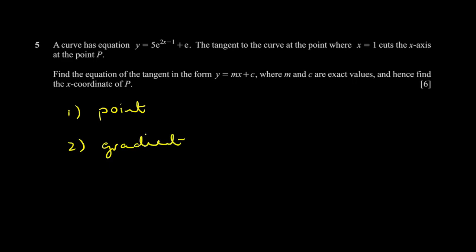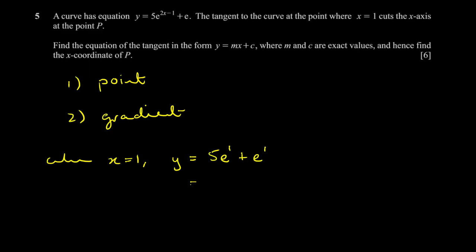Well, we know the x-coordinate is where x is equal to 1. How do we get the y-coordinate? Well, we substitute into here. So we're going to state when x is equal to 1, y is equal to 5e to the 2 times 1, which is 2, minus 1, so that's e to the 1, plus e to the power of 1. And so that's going to give us 6e to the power of 1, or just 6e. So we've got the coordinate point. It is the point (1, 6e).